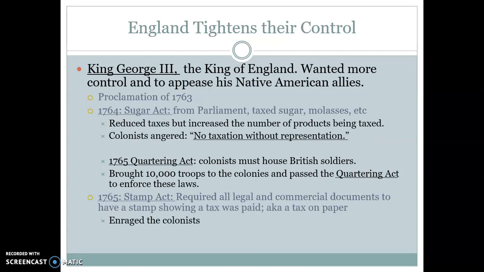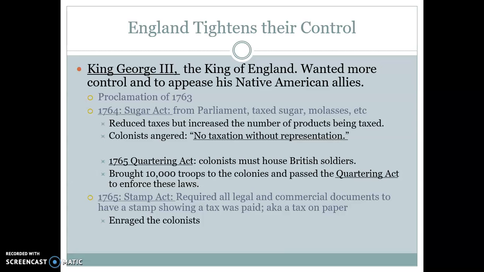So, first of all, let's start with King George III, the King of England. After the French and Indian War, the British Crown was highly in debt. And he wanted to appease his Native American allies that fought with him and to reduce the amount of money that he needs to pay for protection in the British American colonies, aka North America.